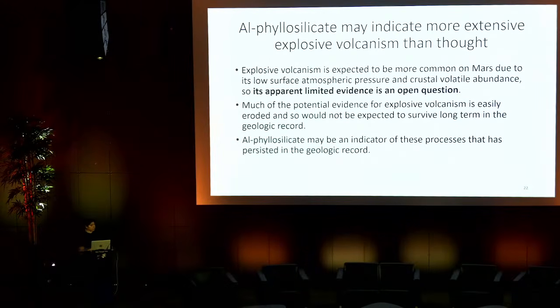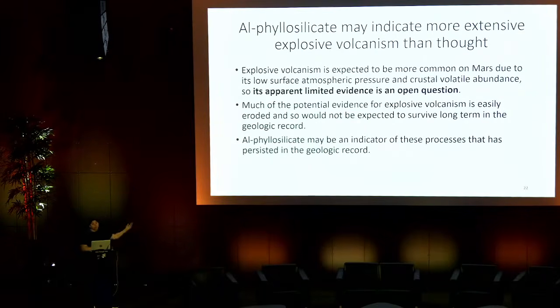Also, on the volcanism front, aluminum phyllosilicate may indicate more extensive explosive volcanism than previously thought, because explosive volcanism is the type that produces pyroclastics and ash. And explosive volcanism is expected to be more common on Mars due to its low atmospheric pressure at the surface, as well as the abundance of crustal volatiles. So it's been an open question why there's apparently limited evidence for it on the surface. However, much of this potential evidence is easily eroded, and so it wouldn't be expected to survive long-term in the geologic record.